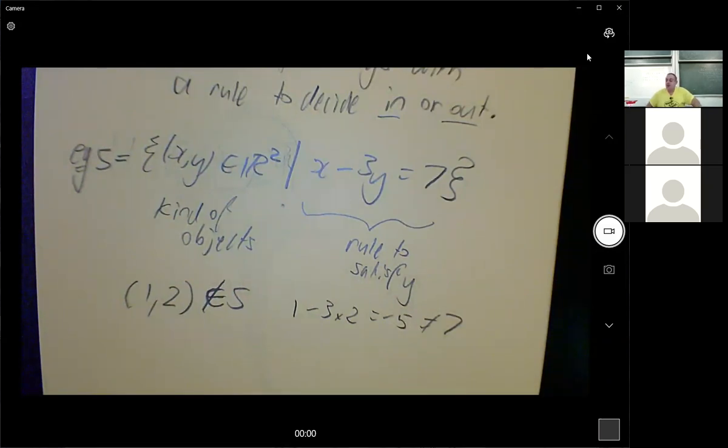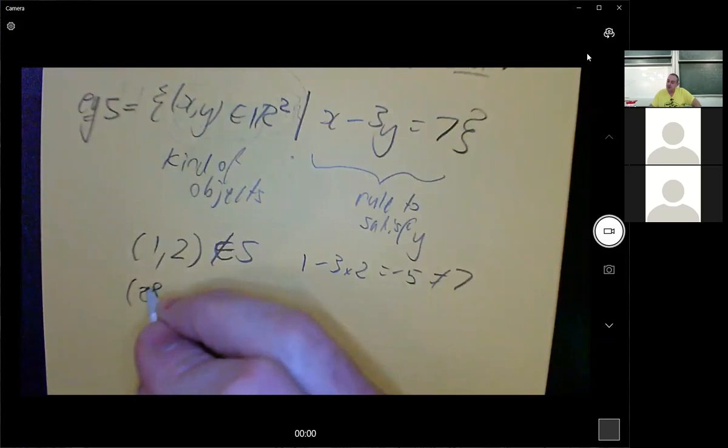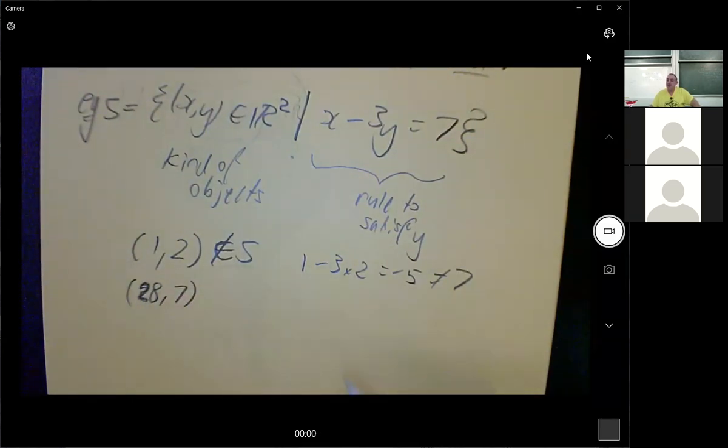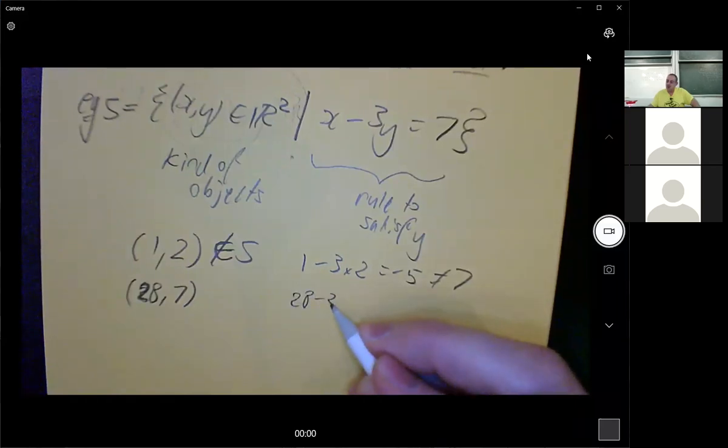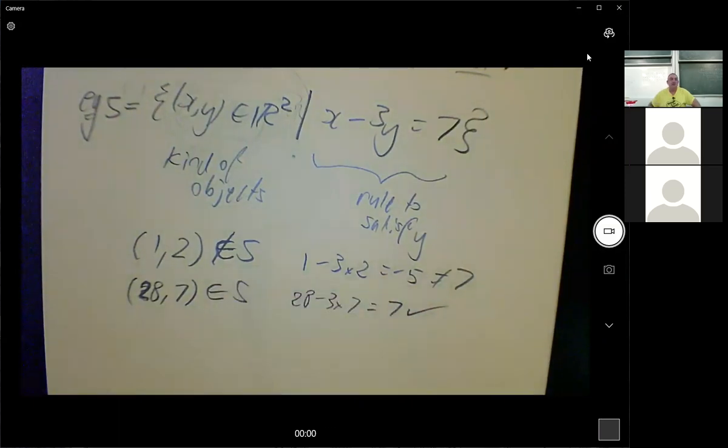Okay, whereas, oh gosh, 28, 7 is in S because 28 minus 3 times 7 is indeed 7, and so this one is in S. And that's basically it. You could think of vectors as long as you wanted, and any vector you thought of, you could decide if it was in the set by putting it into the equation and seeing if it works.